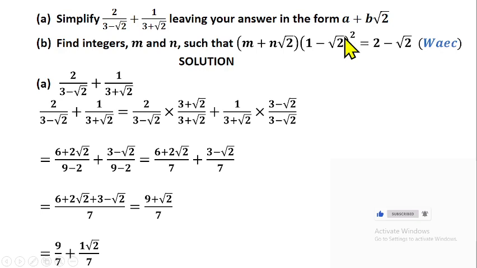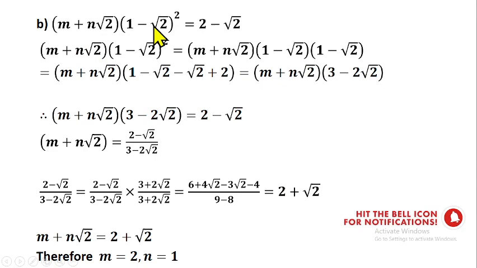But look at this one, it is having a power of 2, or squared. So we have to find the values of m and n here. When this one multiplied by this is equal to this, let me give you a minute. How do you think you want to approach this question? It's quite simple. Now let's look at it together. You have to solve this equals to this, and we have to find the values of m and n.